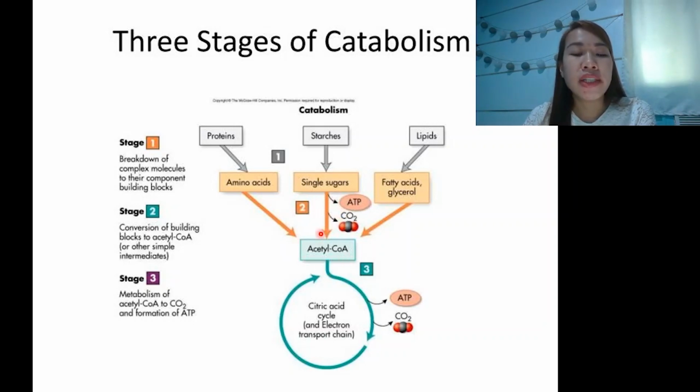Now, once they become converted to acetyl-CoA, the third step would be the metabolism of this acetyl-CoA to carbon dioxide and formation of adenosine triphosphate. So, we produce energy. Ito yung tinatawag natin kaninang exergonic process. You release energy in the form of ATP. So, acetyl-CoA will release energy through the citric acid cycle and electron transport chain. Remember, we said amphibolic. The citric acid cycle is amphibolic, meaning it is a crossroad. So from a catabolism, meron siyang crossroad. This is the amphibolic pathway.